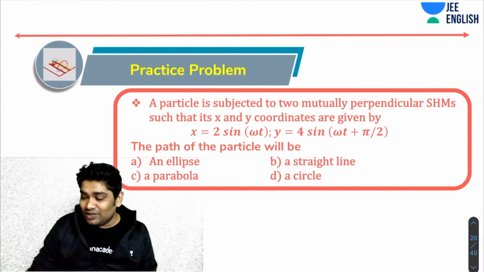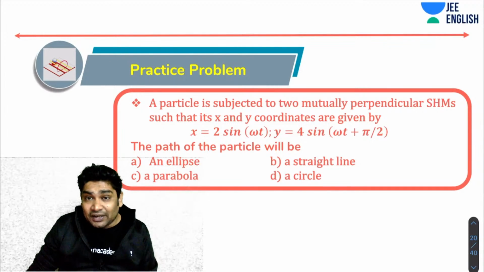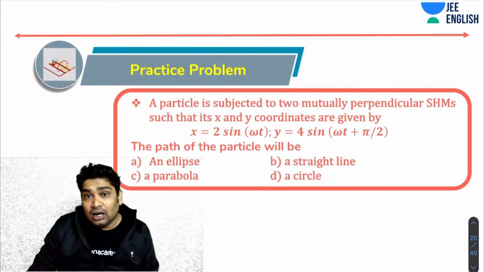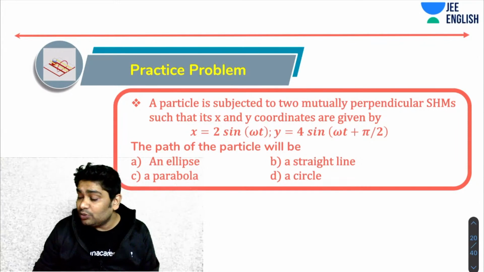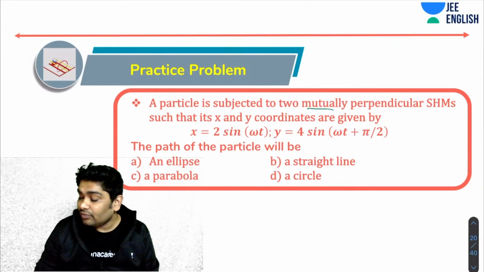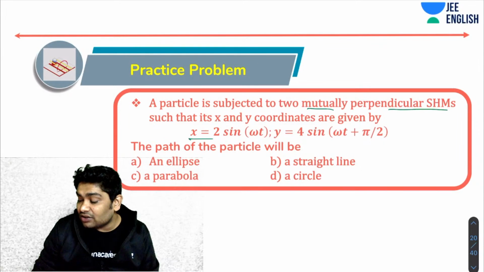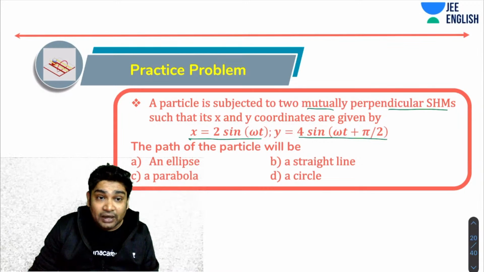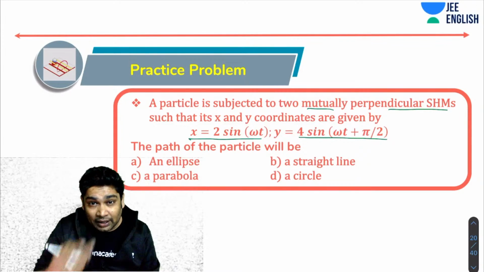All right, so that one was easy, of course. Let's try another one. In this particular case, you have been told that two mutually perpendicular SHMs are added. A particle is subjected to two mutually perpendicular SHMs such that the x and the y coordinates are oscillating like this. So the x coordinate varies like this and the y coordinate varies like this. The path of the particle would be: you have your options there. What do you think is going to be the path of the particle?